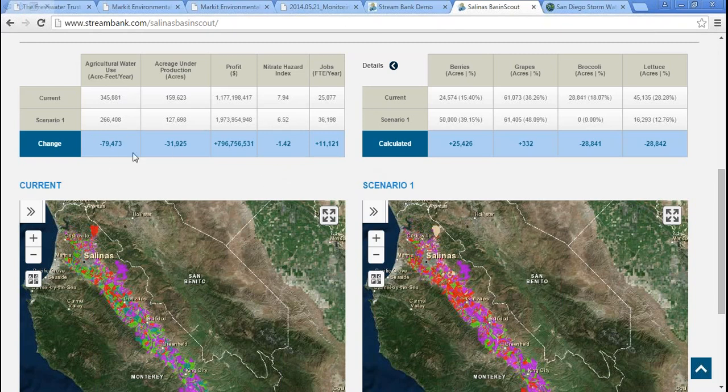So you can see you have a reduction in the amount of water that's being removed from the basin, a change in the acreage that's under production, but you have an increase in profit and a decrease in your nitrate hazard. So your water quality impact can go down if you were to implement this particular scenario. And you can also see how it impacts some of the dominant crops that are being grown or suggested to be grown within the basin.